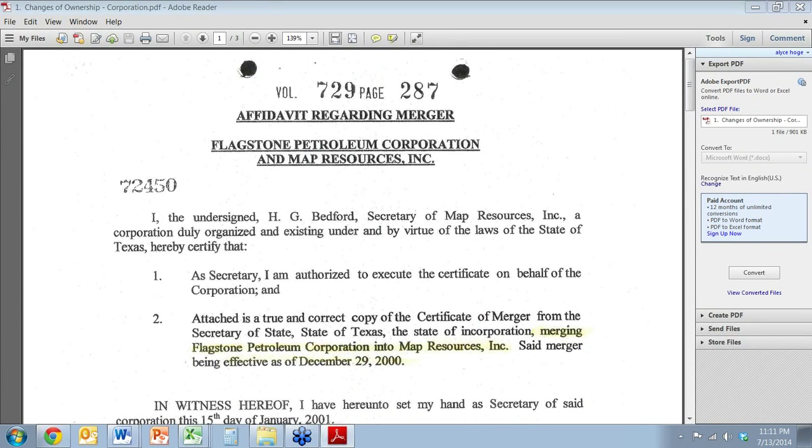This is a tutorial on changes of ownership, and this is the changes of ownership #1 document. It's an affidavit regarding merger, and I just thought I would walk you through these three types of changes of ownership so you can see the thought process that goes into analyzing these instruments and determining whether or not they are sufficient to transfer title legally.